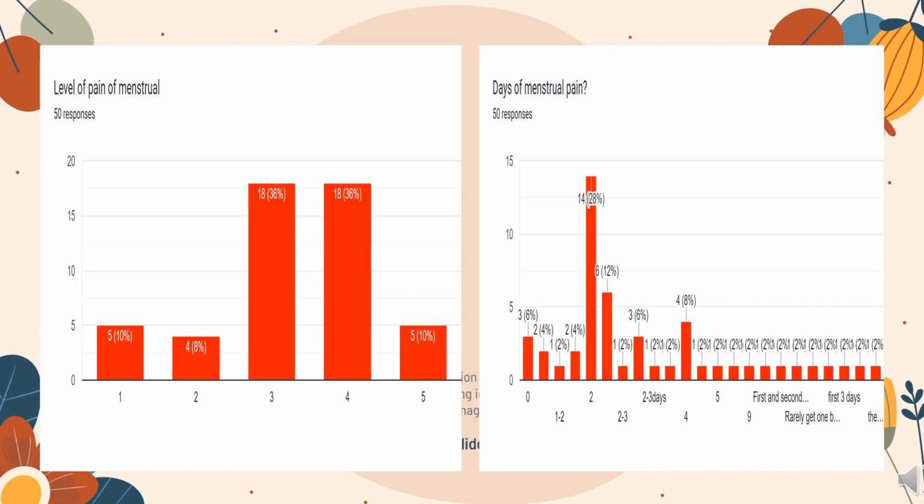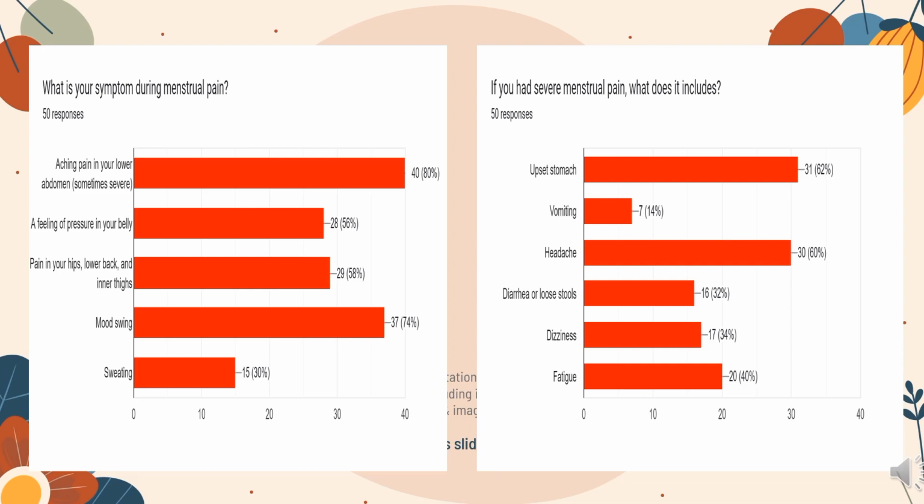Here is the result of duration of menstrual cycle length, showing the different durations of menstrual cycle length of our respondents. And to the question, do you experience menstrual pain? 90% of our respondents answered yes to the question. So, for symptoms during menstrual pain, 40 respondents voted for itching in lower abdomen, 28 respondents feeling pressure in belly, 29 said having pain in hips, lower back and inner thigh, 37 with mood swings, and 15 respondents felt sweating.